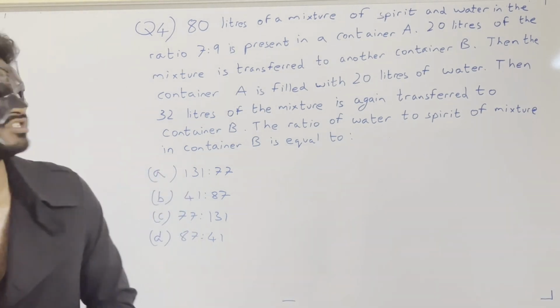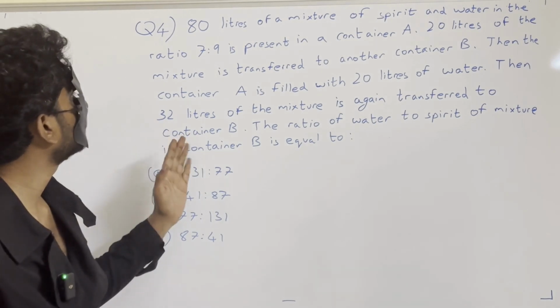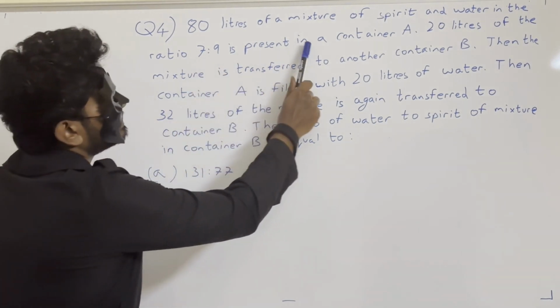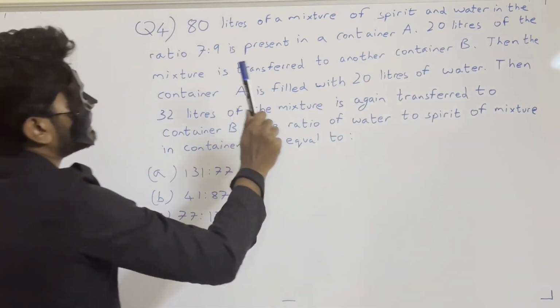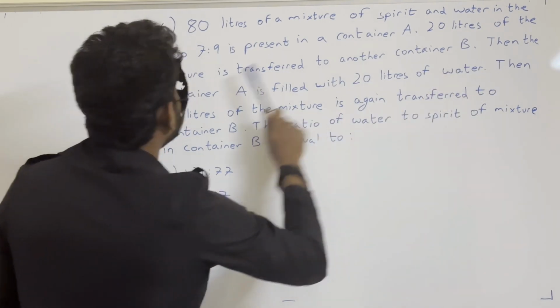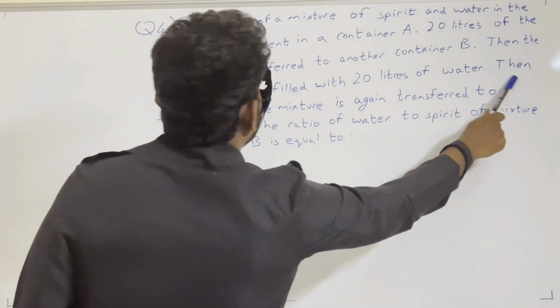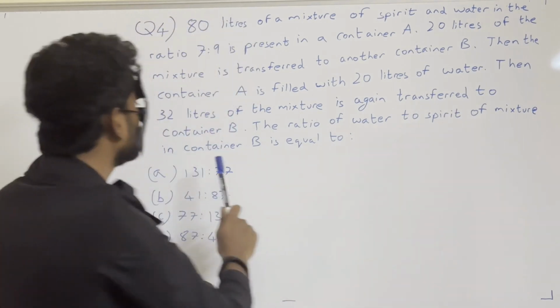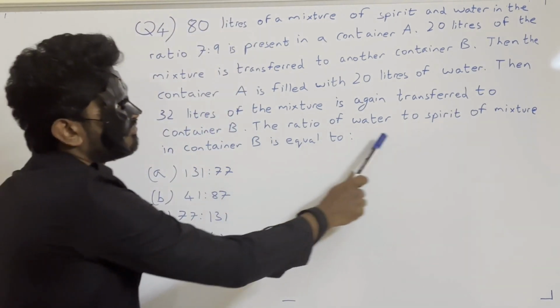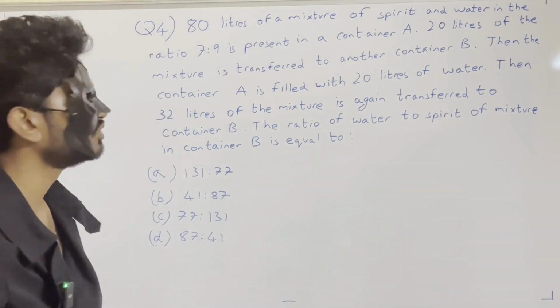So superhumans, next question is: 80 liters of a mixture of spirit and water in the ratio 7:9 is present in a container A. 20 liters of the mixture is transferred to another container B. Then the container A is filled with 20 liters of water. Then 32 liters of the mixture is again transferred to container B. The ratio of water to spirit of mixture in container B is equal to.